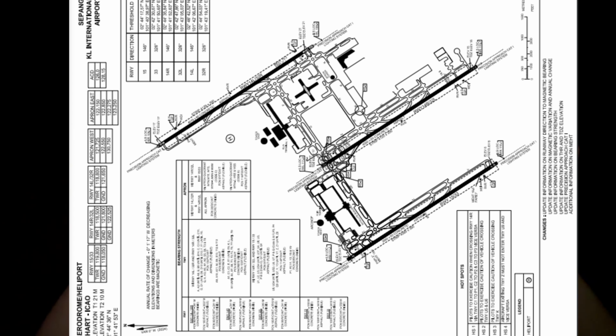For this part, I'm going to talk about the airport chart. An airport chart is an aeronautical chart that is used by pilots. The airport chart looks like this. Can you see it? Yeah, that's a big depiction of an airport.